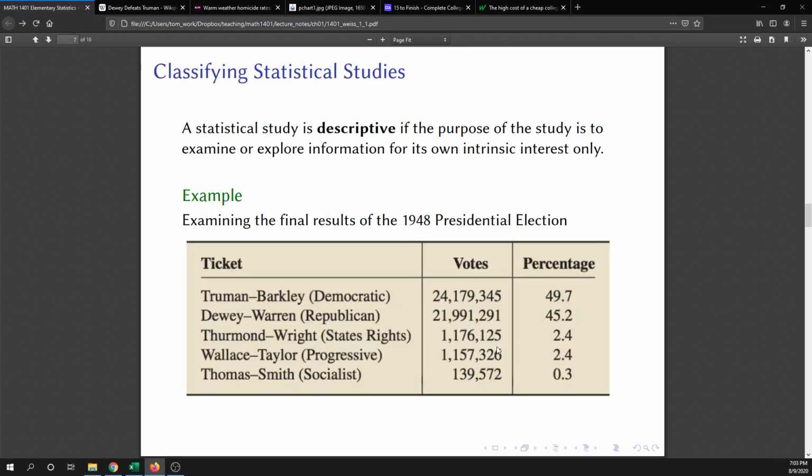All right, the next thing that we want to talk about is classifying statistical studies as well. You may have heard these terms before.